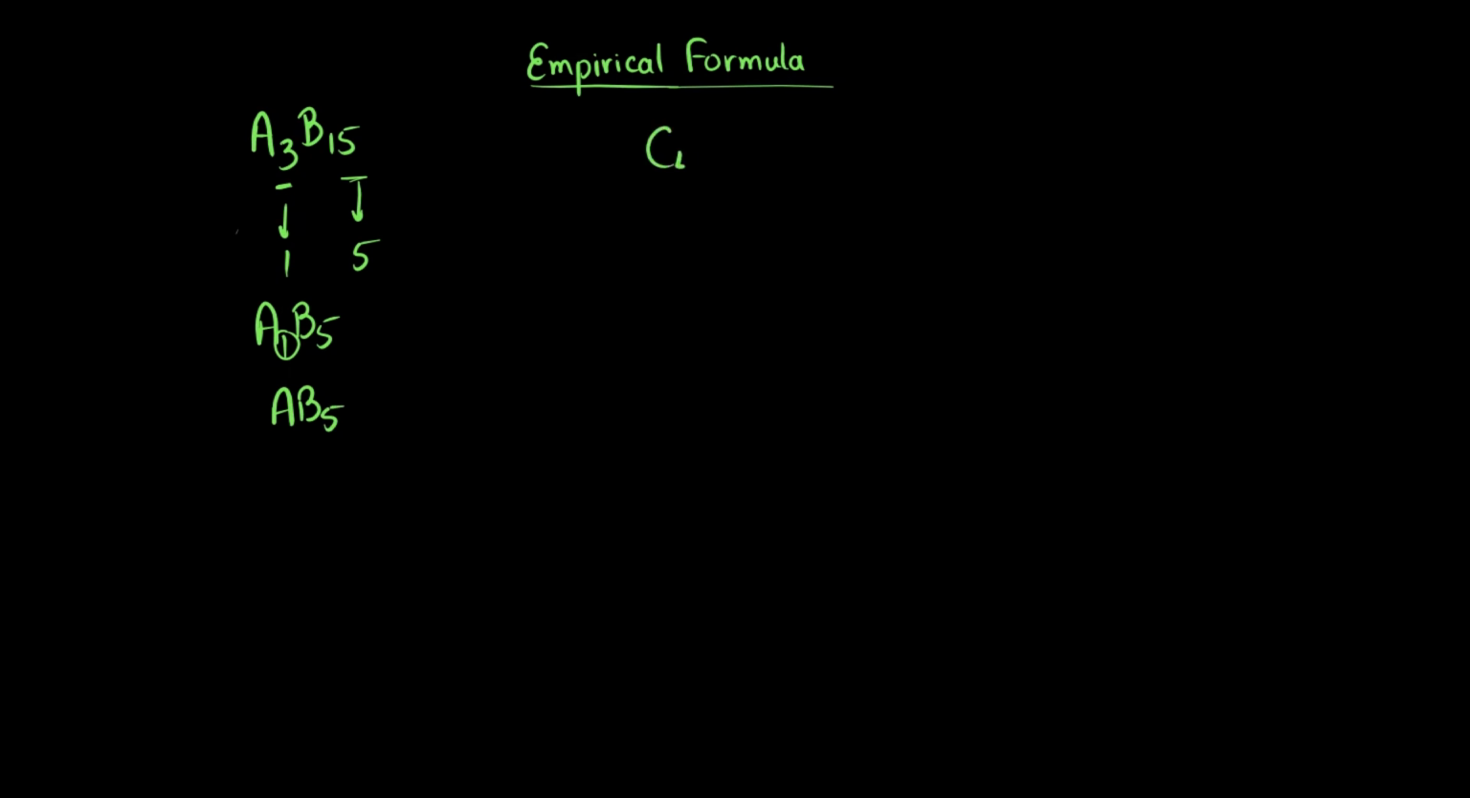In this case, C4H12. The greatest common factor between 4 and 12 is 4. We divide both numbers by that factor, 4. 4 divided by 4 is 1, 12 divided by 4 is 3. So the empirical formula is C1H3 or simply CH3.